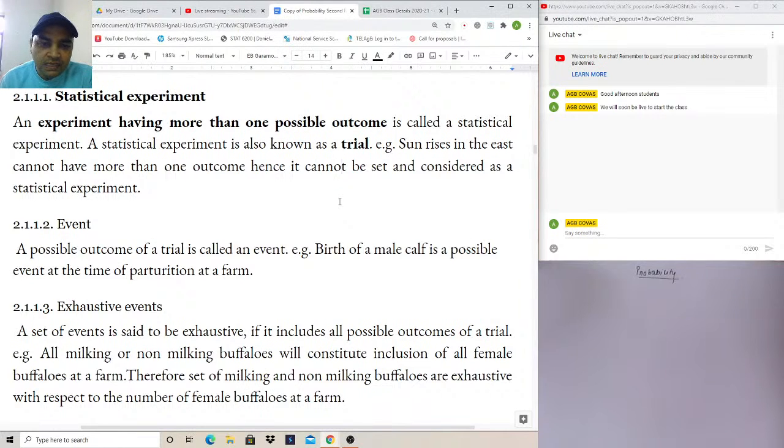For example, the statement that the sun rises in the east cannot have more than one outcome, if we conduct a trial to find out where the sun will rise. Because this is a natural truth that the sun rises in the east, there is no other possible outcome, so it cannot be considered a statistical experiment. The basic need of a statistical experiment is that it should have more than one possible outcome.